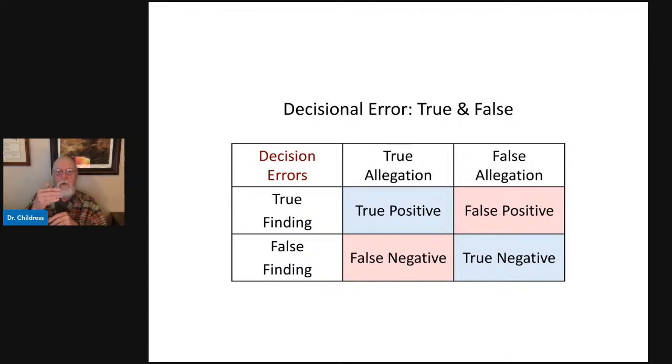2 of those are accurate. A true allegation and a true finding is a true positive, and a false allegation and a false finding is a true negative, that nothing was there. But it also has 2 decisional errors. One is when it's a false allegation of abuse, but our finding is that it's a true allegation. That would be considered a false positive. And then the reverse of that is when it's a true allegation and our finding is that there was no child abuse. That's a false negative.